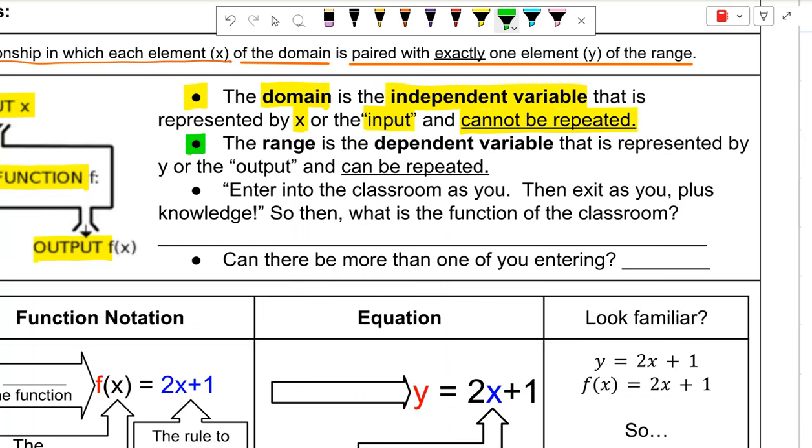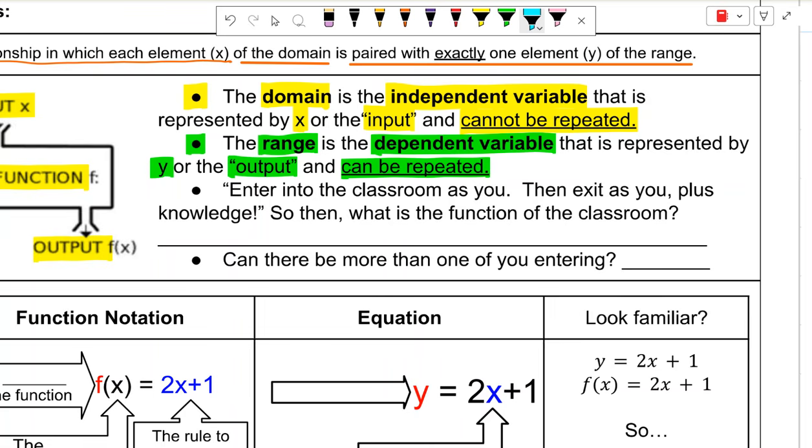Let's talk about the range. The range has different names too. The range can be called the range, or even the dependent variable, and it can be represented by the y, or even the word output. And these ones can be repeated. And that's the difference between the domains and the ranges.